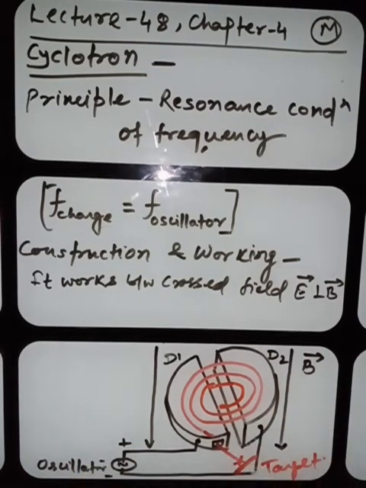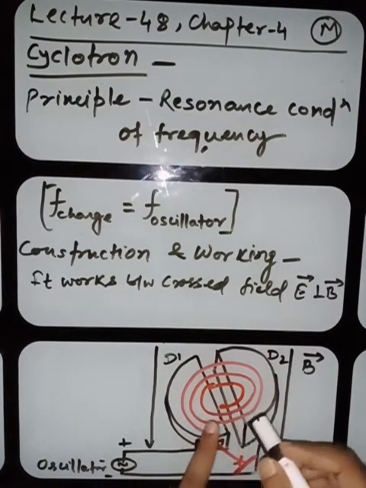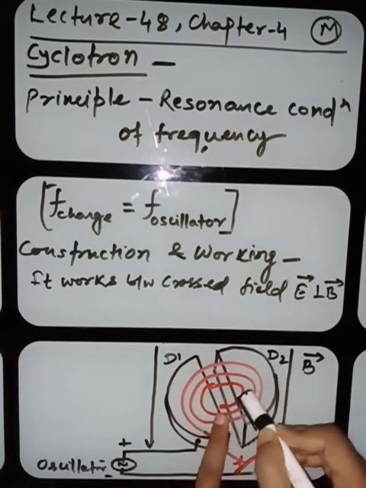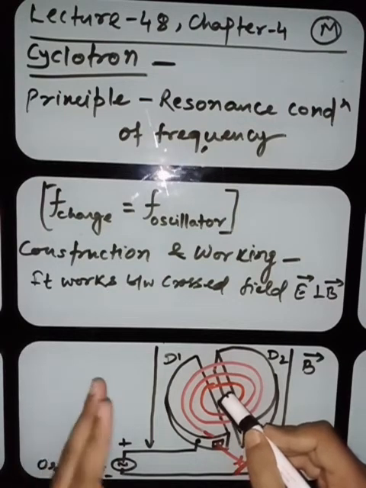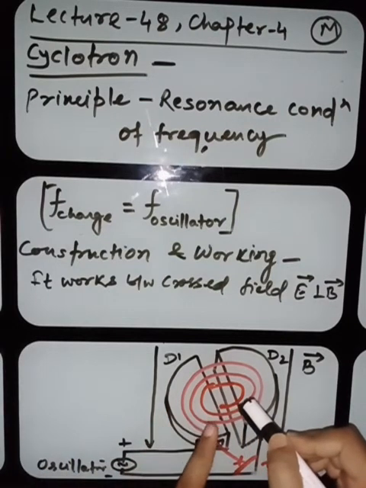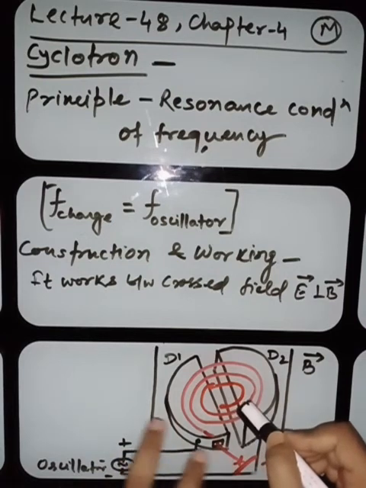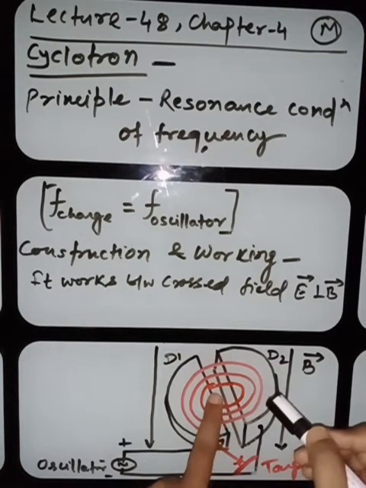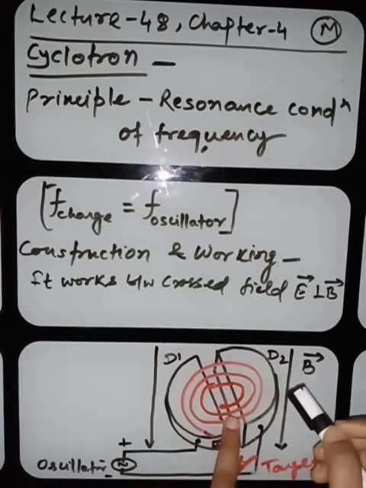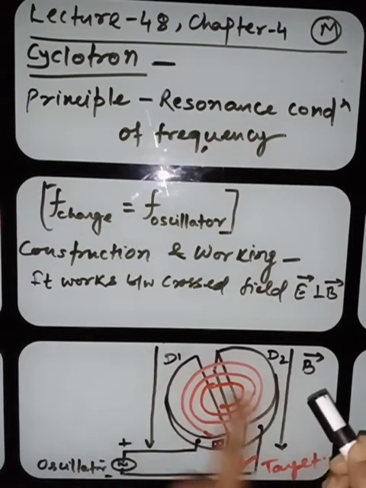Now try to understand how the radius increases, and the second thing, what is the meaning of this principle. Try to understand, my dear students. Listen carefully. As this charged particle is leaving D2, the polarity should be changed. It means the oscillator has the time to change its polarity meanwhile this charged particle leaves the D. It means the frequency of changing the polarity should be equal to the frequency of motion of the charged particle.